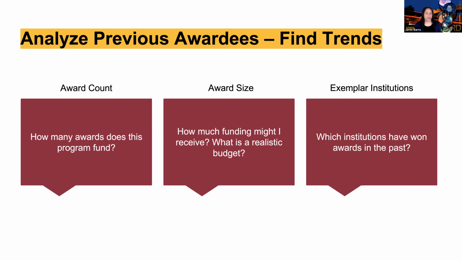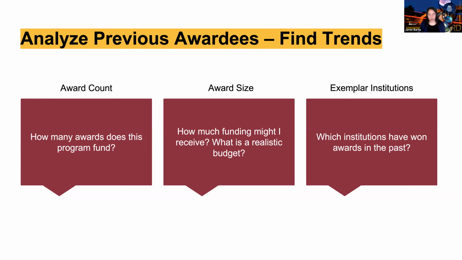How much funding might I receive? What is a realistic budget? Of course, you can go into the solicitation and they will tell you what they're intending to fund. But you can also look at the award sizes of past awardees to figure out what's the real funding amount. What is a realistic budget based on what the sponsor is actually funding?